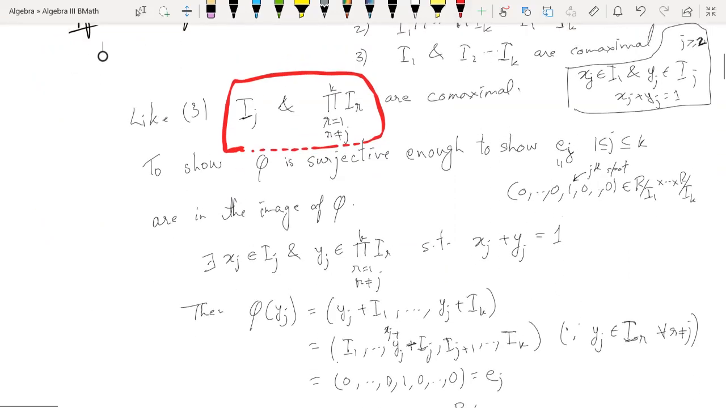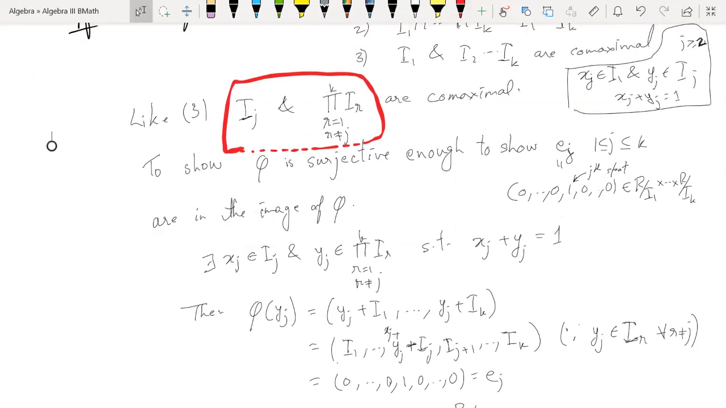Can't we just directly conclude from strong induction on k? We already know that I1, I2, up to Ik are co-maximal. If we do a strong induction on k, that is, if we assume that the surjectivity result is true for all k less than or equal to j minus 1. Yeah, sure. So you can use the induction saying R mod I2 through Ik is isomorphic to R mod I2 times up to R mod Ik, and then use the k equals 2 case. Yes, you can do that.